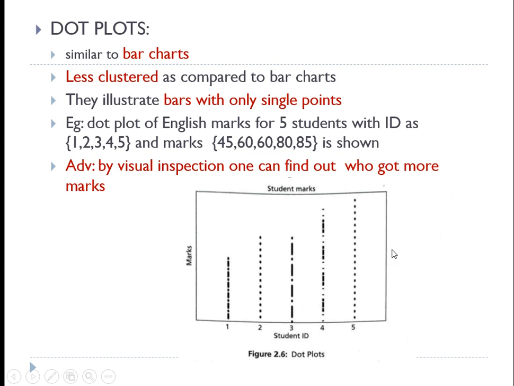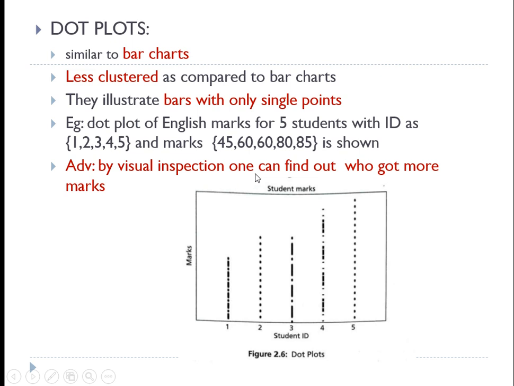Coming to the next one, a dot plot. Now this is also very similar to bar charts, but the only difference is it looks less clustered. Why? Because instead of having big bars, I'm just going to replace the bar with a single point like this. So this is one bar, this is another bar, this is another bar. I'm illustrating the bars with only single points, therefore it looks less clustered. Otherwise it's more or less the same way that we are plotting it.